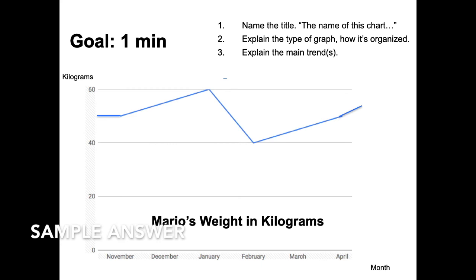Gradually, he gained the weight back, moving upwards from February to April. So probably what happened with Mario is that he ate too much over the winter holidays, and in January he made some kind of effort to lose weight, but he actually gained it back by April. Okay, that's a sample answer.